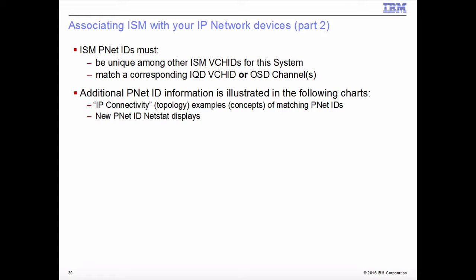And they also must match a corresponding channel, IQD or OSD. Again, not both. If I'm going to use ISM for both, that requires 2 ISM CHIDs with names that match HiperSockets or OSA. So normally you're using it for OSA or HiperSockets, but you can use it for both. Again, it would require 2 CHIDs.